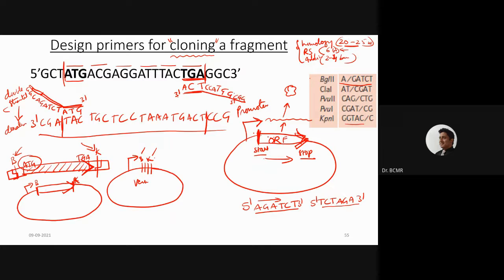I hope you understood the three parts of the cloning primers: region of homology, region of restriction site, and some additional bases, right? In the same way in the other primer as well: region of homology, restriction site, and then additional bases. The other simplest way of doing this is something like this. I will just draw it and I'll stop there.